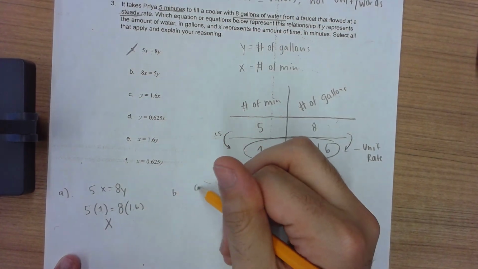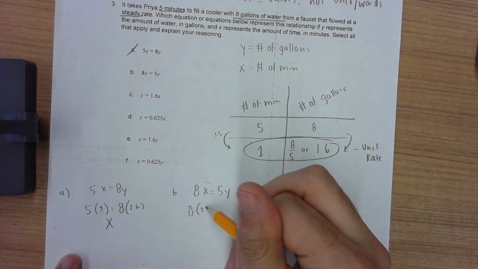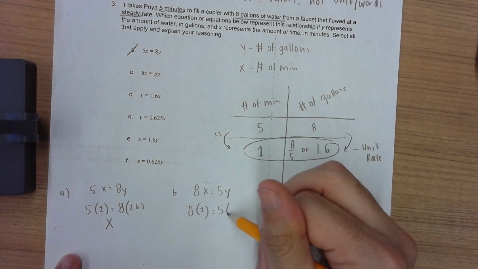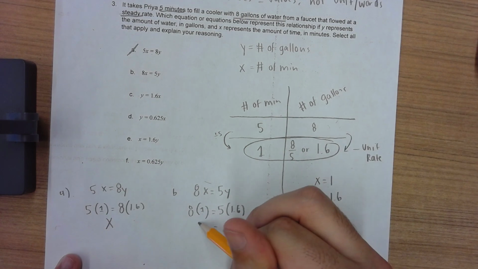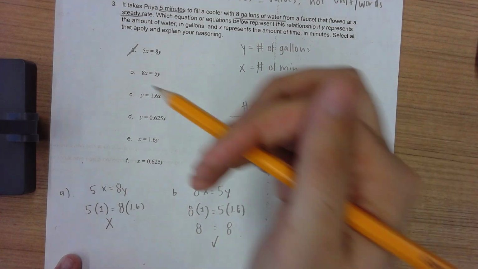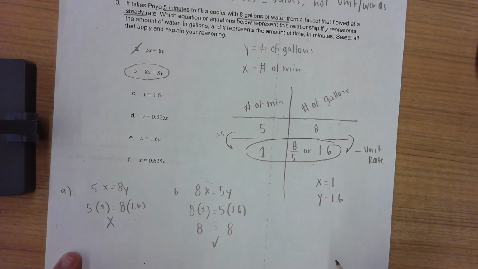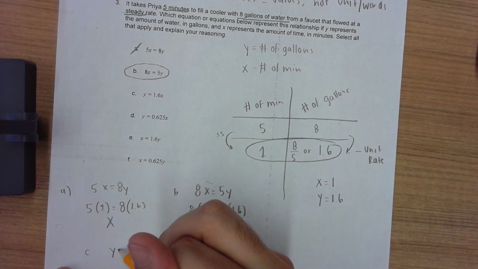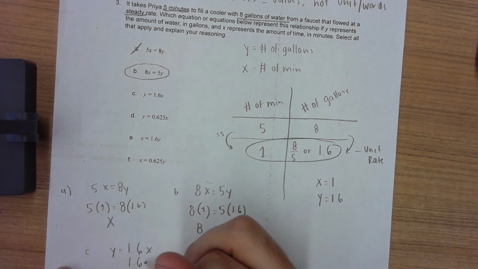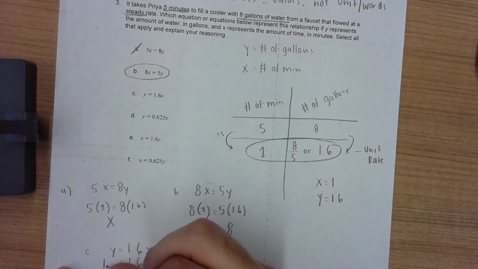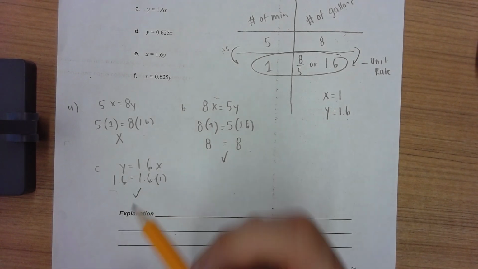We have B, where 8x is equal to 5y. My x is equal to 1, so 8 times 1 is equal to 5 times 1.6. Now 5 times 1.6 is going to get me to 8, and 8 times 1 is also going to get me to 8, so I know that B works. We know that one is good to go. Now C, we have y is equal to 1.6x. If my x is equal to 1, we have 1.6 times 1, and we have y is equal to 1.6. I'll zoom back out. 1.6 is equal to 1.6, so we're good to go here.